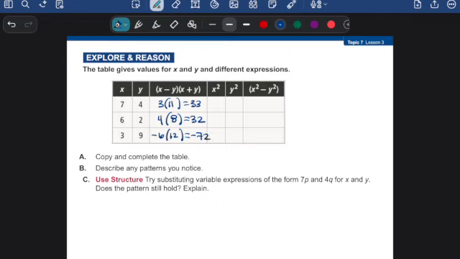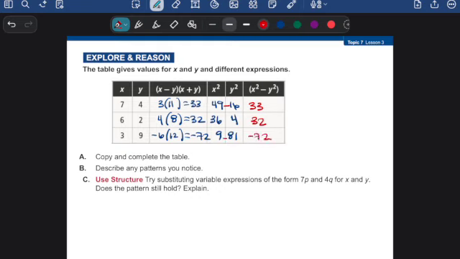Let's just square all the x values. We'll have 49, we'll have 36, and we'll have positive 9. We'll square the y values. We get 16, we get 4, and we get 81. And then if we do this last column where we take the squares and we subtract them, so all we're doing is this column, x squared minus the y squared column, and we get 33, we get 32, and we get, if I do 9 minus 81, negative 72.